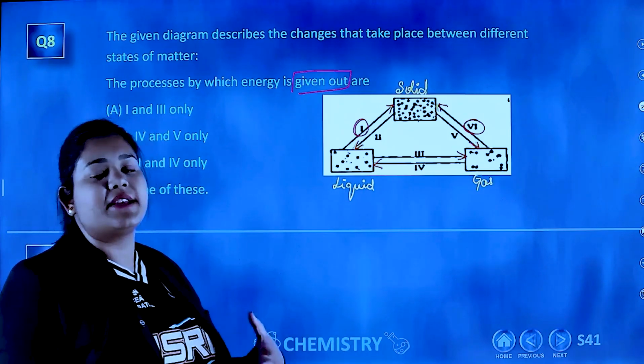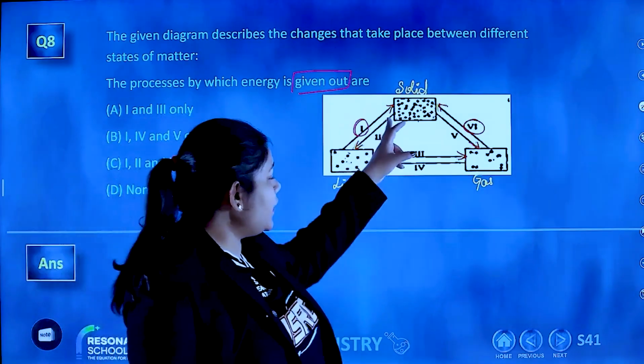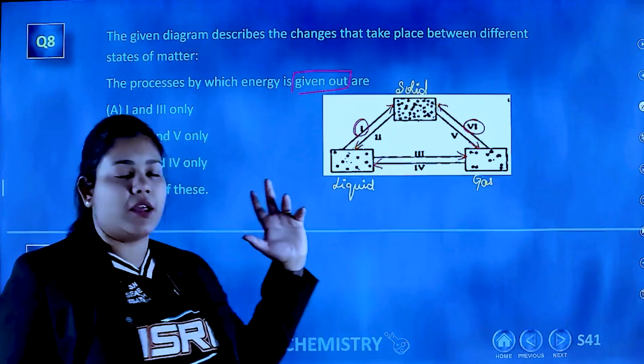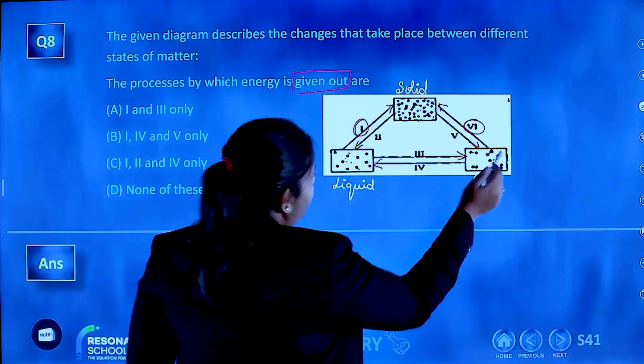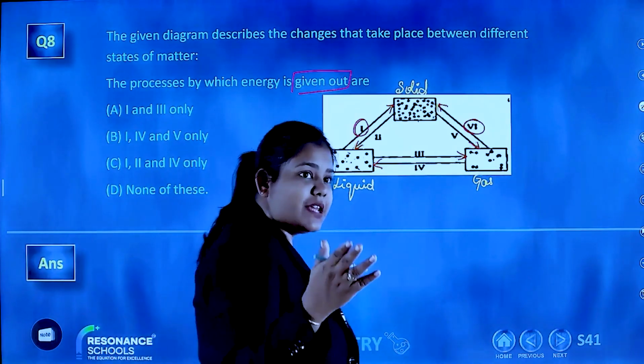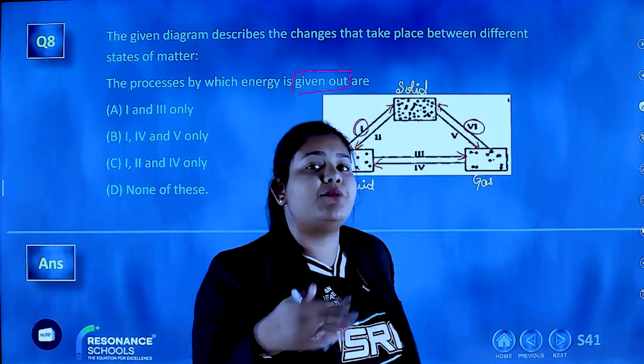Freezing, condensation, and reverse sublimation: in all of these, energy has been given out. Energy has been taken out. Now liquid to gas, again liquid to gas. If you are converting water into steam, you are providing energy.